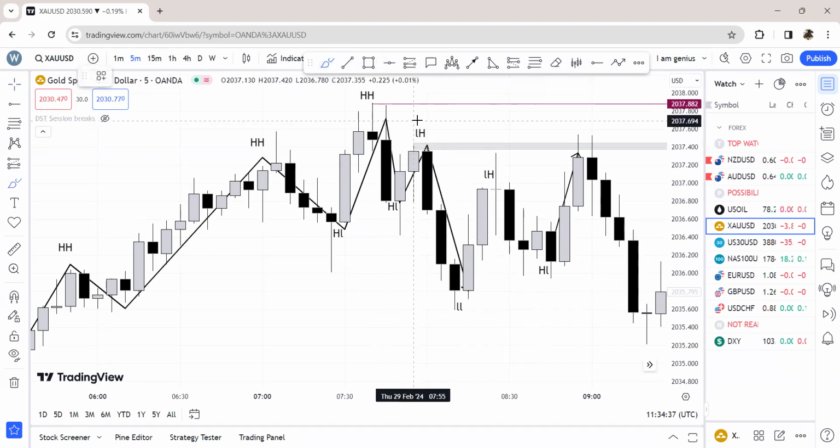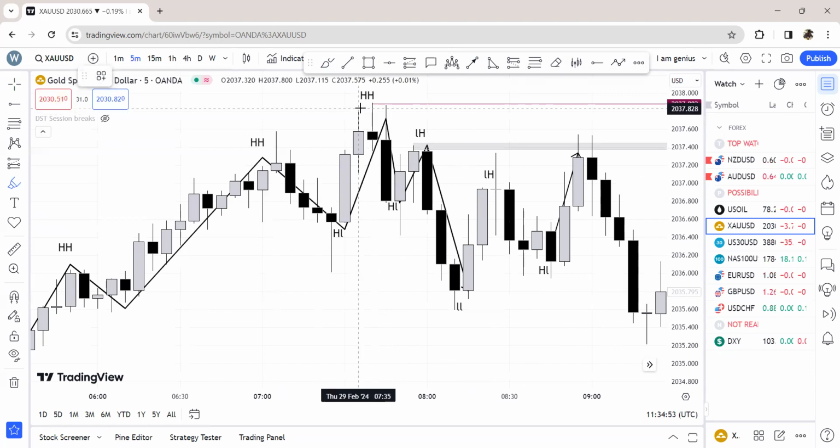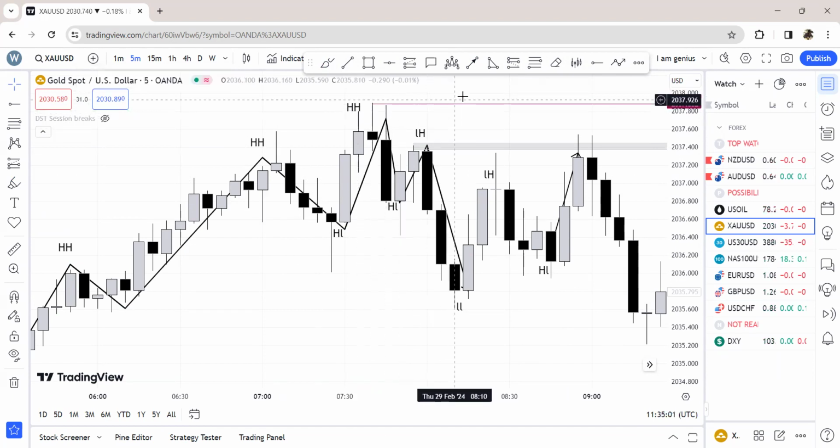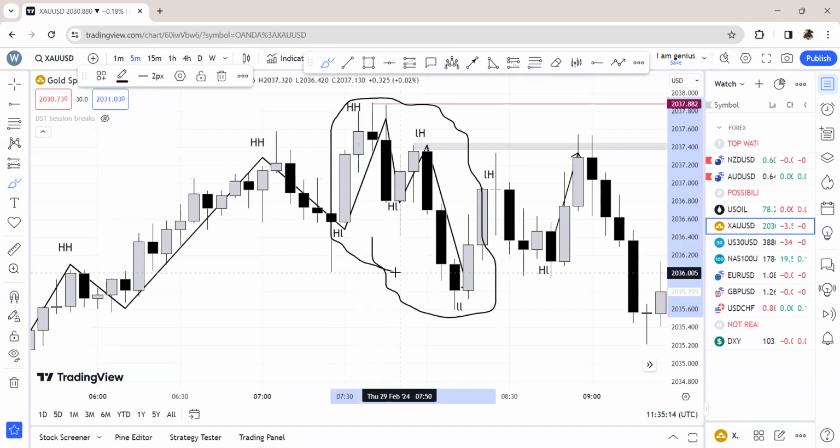This level here, you can see, I don't know why this is not working. I'm just trying to get something else. Let's try the highlighter, see if it will work. Okay, it's worked. So this is the level I'm referring to.